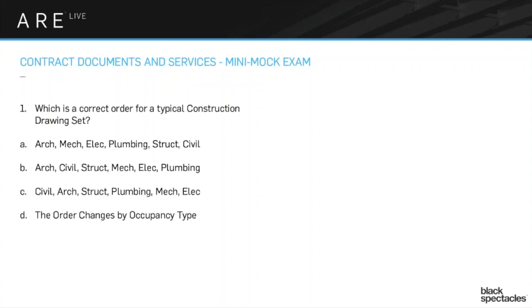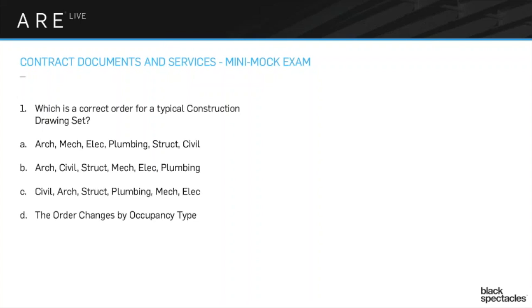A, architecture, mechanical, electrical, plumbing, structural, civil. B, architecture, civil, structural, mechanical, electrical, plumbing. C, civil, architecture, structure, plumbing, mechanical, electric. And then D, the order changes by occupancy type. So the first thing to say is D is not the answer. The order does not change by occupancy type.